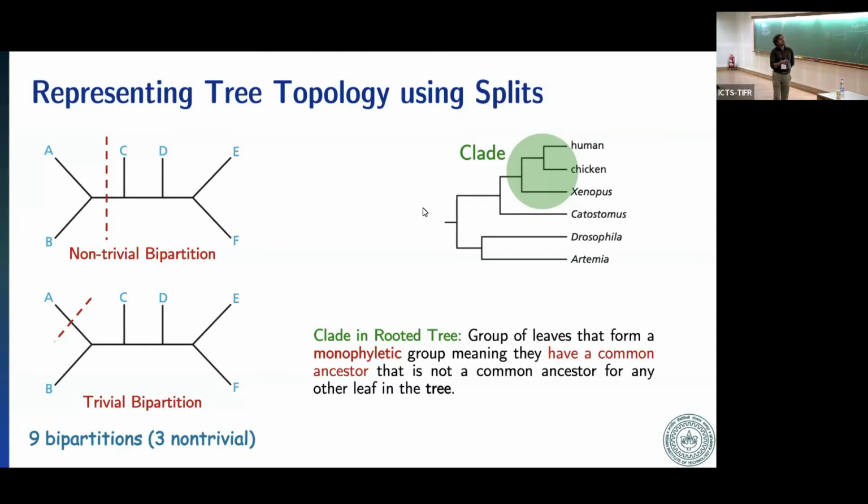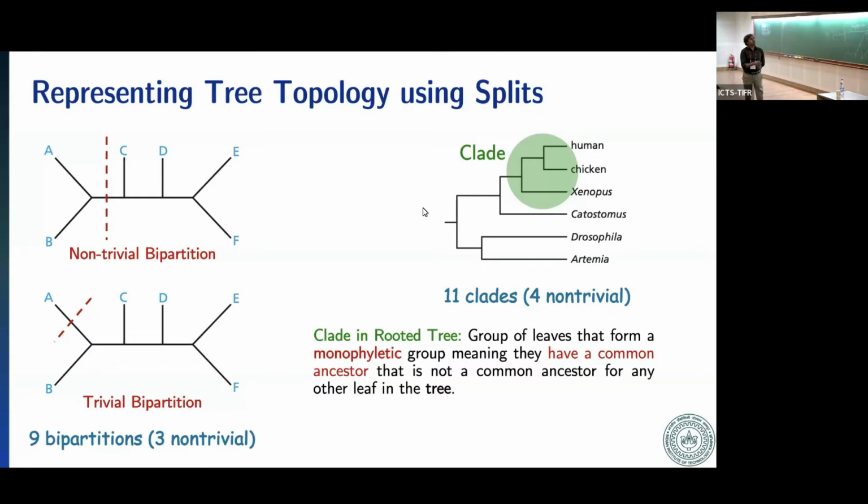So if you look at this rooted tree, human, chicken and Xenopus are forming a clade. Why? There is a common ancestor. So this is the common ancestor for all this set of leaves, okay? And this particular common ancestor cannot be a common ancestor for any other leaf in the tree. So this is an example of a clade, and if you count the number of clades over here, you will have 11 clades. 4 of them are non-trivial.